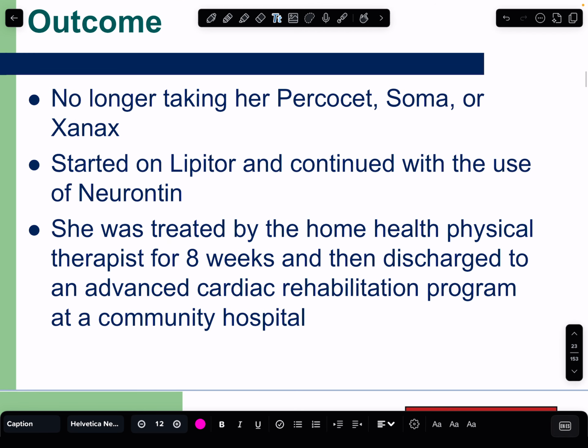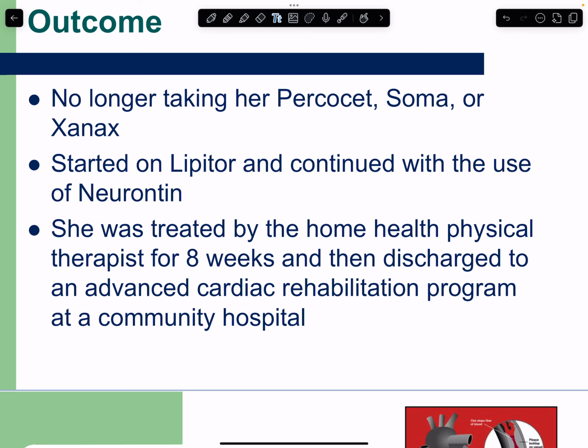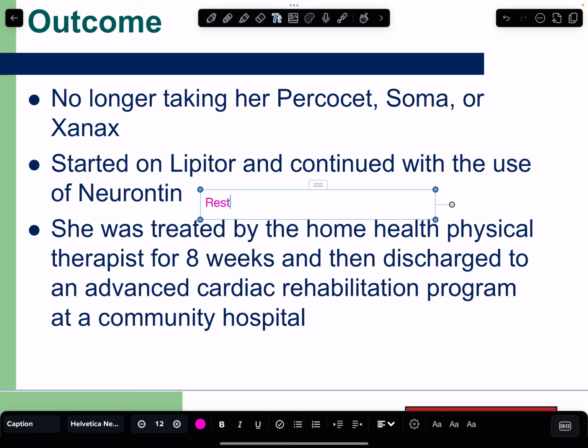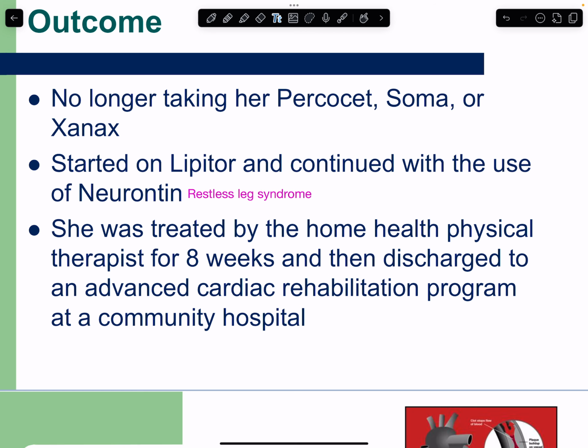There was some thought that she might have had maybe some restless leg syndrome. You guys heard of that? Neurontin probably helped with that. Started on Lipitor, which is a statin. Like I said, she continued with Neurontin. So she continued to be treated by the therapist in the home for a conditioning program until she was able to drive. Then she was able to go to a cardiac rehab program at the community hospital.